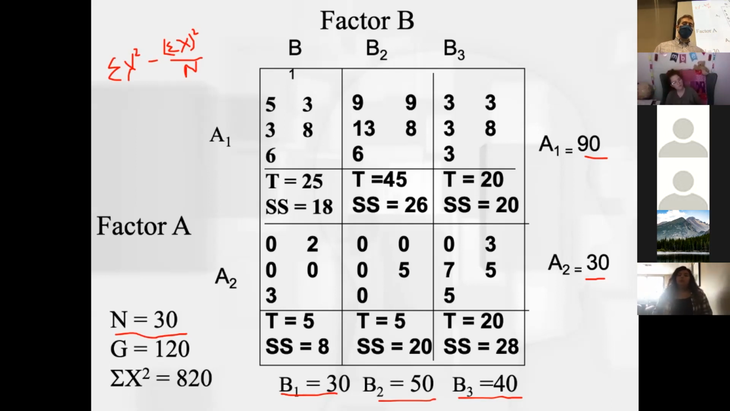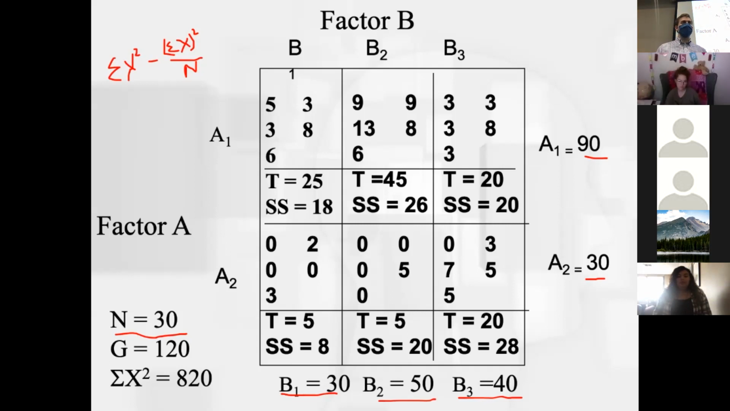One mistake I see is that people will add B1 to B2 to B3 to A2 to A1, and that gives you double what you need. You don't do that, right? Either A1 to A2 or B1 to B2 to B3, or just take every individual data point and add them all together. And you get 120. And then that sum of x squared, you're squaring every one of these data points and adding them all together. And then we're ready to rock and roll.